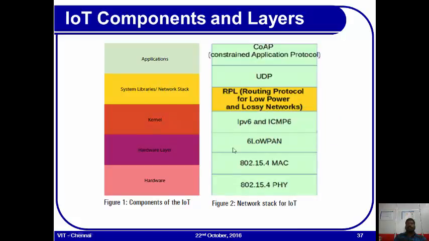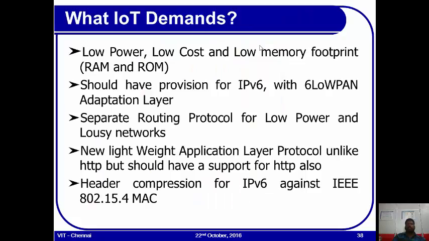Now we move on to the protocol stack for Internet of Things. With respect to IoT, we have hardware, then kernel, system libraries and network stack, application. Whereas from a network level perspective on IoT, 802.15.4 physical layer, 802.15.4 MAC. On top we have a 6LoWPAN adaptation layer, IPv6 and ICMPv6. Then we have RPL, the routing protocol for low power and lossy networks, UDP, and at the application layer we have CoAP, the constrained application protocol.